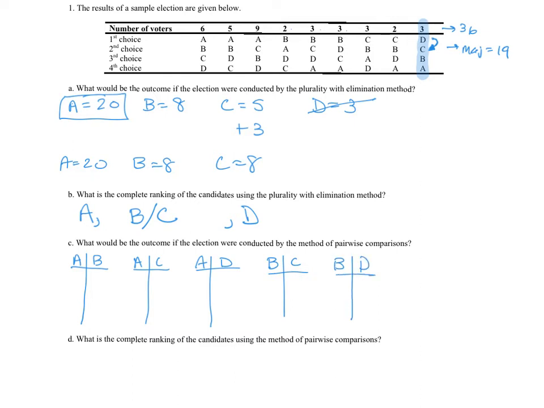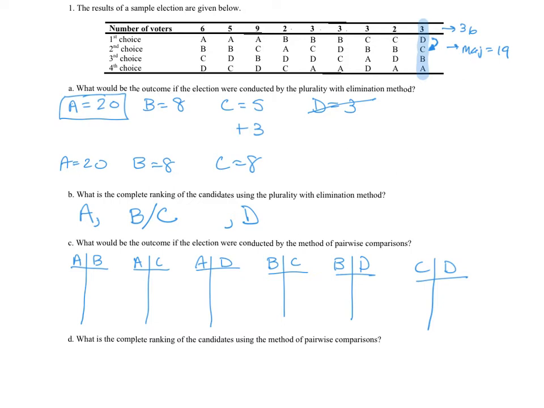And then C's matchups, I already have A against C right here. I already have B against C right here. So I just have to do C against D. And that covers all of D's matchups too, because I have D against C, D against B, and D against A. So everyone is matched up against everyone else. Now I have to figure out who would win the head-to-head matchups.